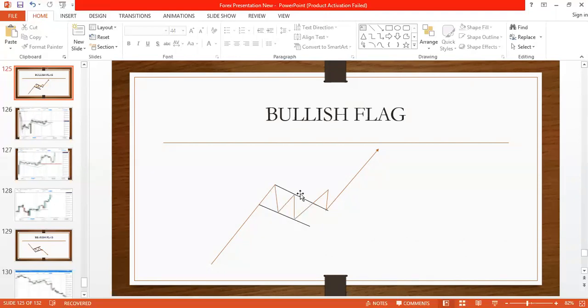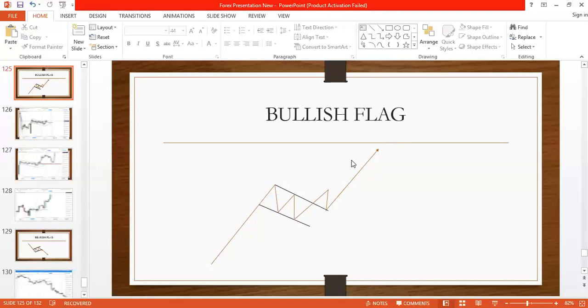So when price breaks out of the upper border, the upper trend line, usually you get a retest. If you're an aggressive trader, you can trade after you see a breakout, or if you're conservative, you could wait. And after the retest of the zone, boom, you buy and the price is going to go up.